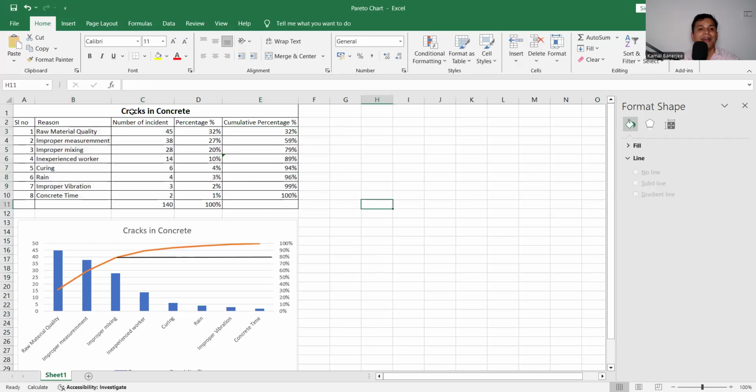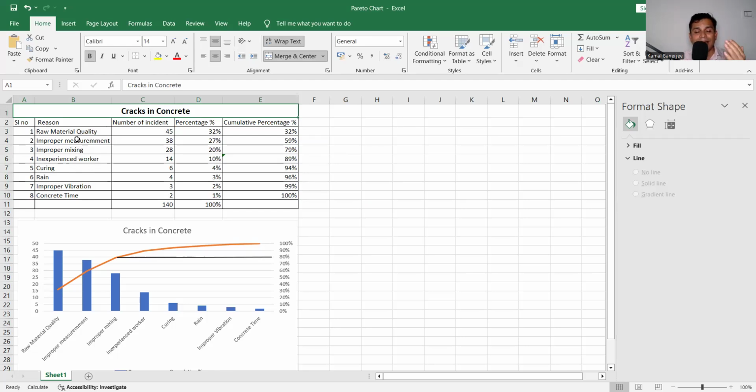For that, first we need to make a table like this. Suppose I'm giving the example of cracks in concrete. Now, what are the possible reasons? Maybe raw material quality, improper measurement, improper mixing, inexperienced worker, curing, rain, improper vibration, and concrete time. So these are the possible reasons.